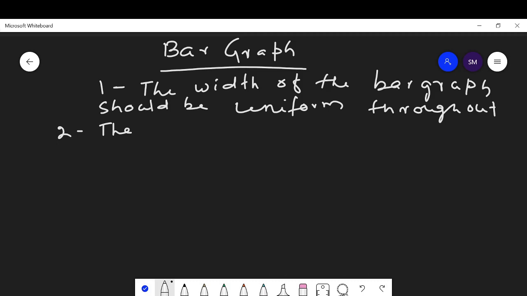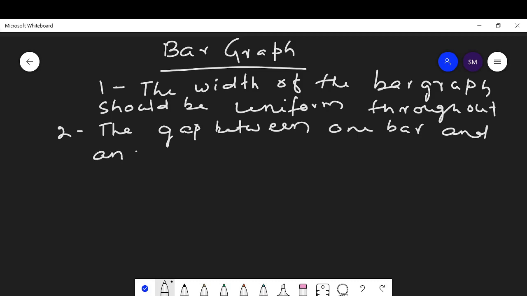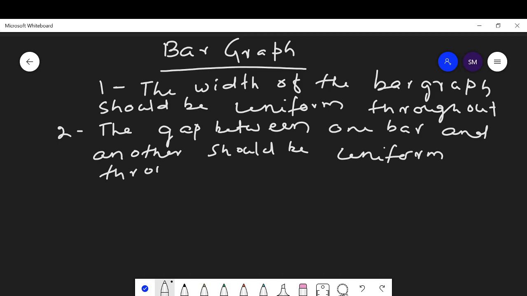The second point says the gap between one bar and another should be uniform throughout the graph. It should always be uniform. Keep it in your mind.